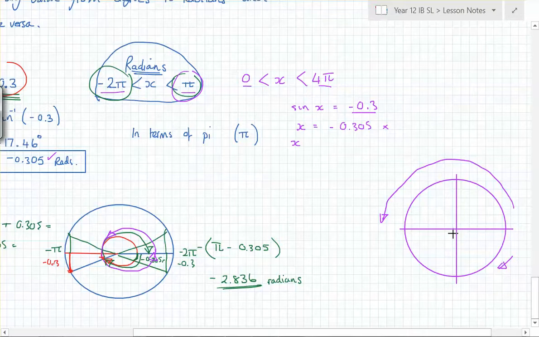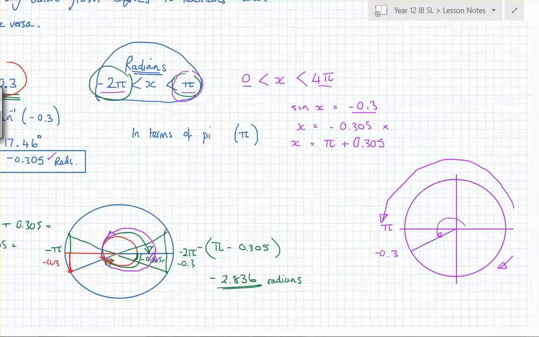So, where is that first solution? Negative 0.3 has to be the same place the other one was, down here, isn't it? So it would be pi minus... No, pi plus. Exactly. So the first solution is actually pi plus what? Positive 0.305. It was only negative because you're going that way, and now you're going this way round. So that's pi plus 0.305.